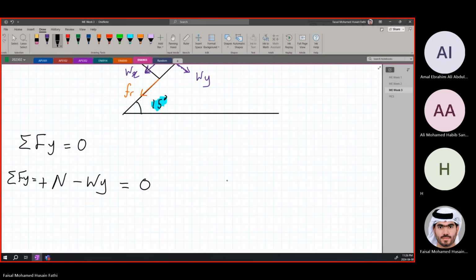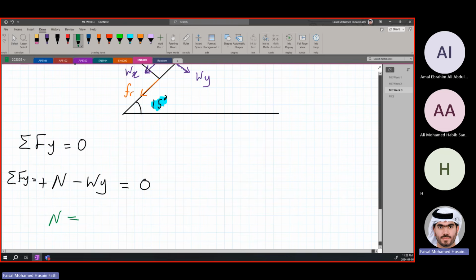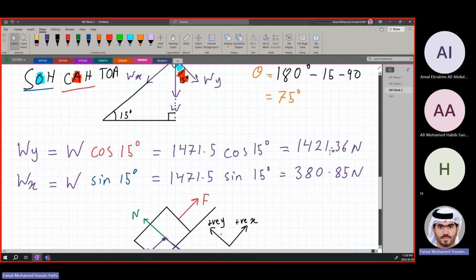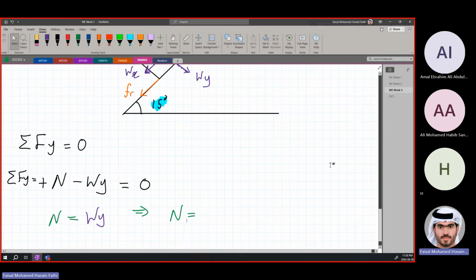Okay? We already have the value for Wy. We just need to find our N value now. So N is going to be equal to Wy. Meaning N is equal to, what was our Wy that we found earlier? 1421.36.